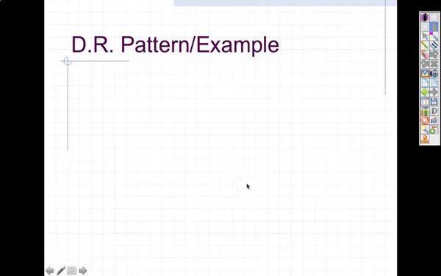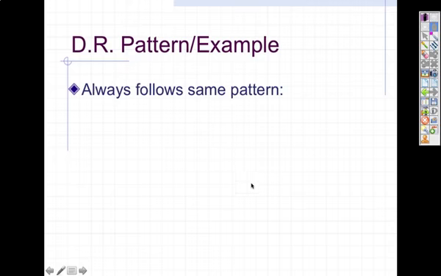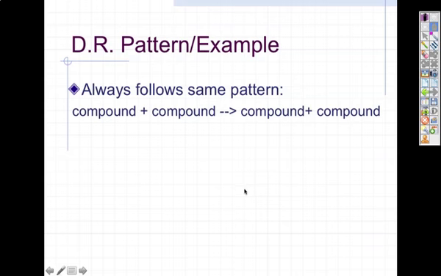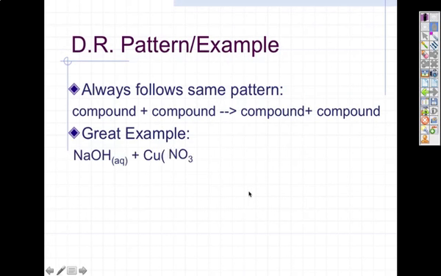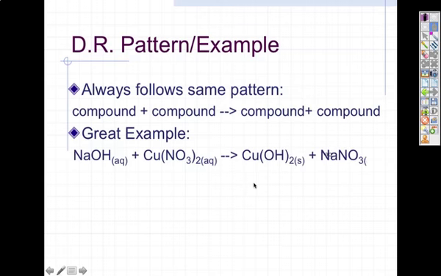Okay. So our patterns for double replacement or double displacement, we're going to follow this pattern of a compound plus another compound, forms a new compound and a different new compound. In this example, you're going to see in the lab tomorrow as well. So sodium hydroxide solution plus copper 2 nitrate solution forms copper 2 hydroxide solid plus sodium nitrate solution.